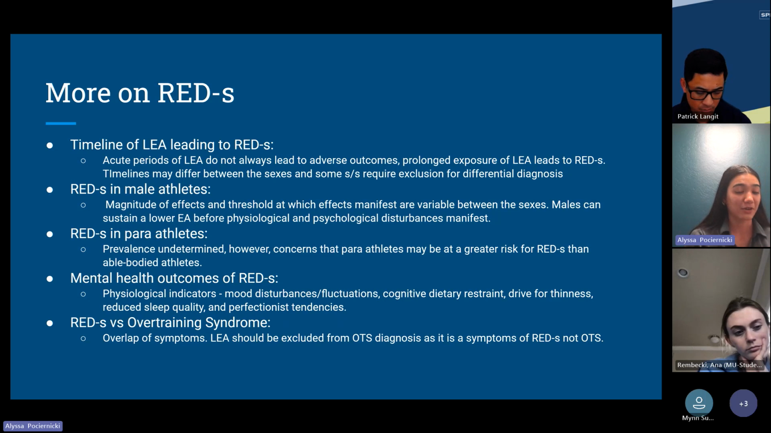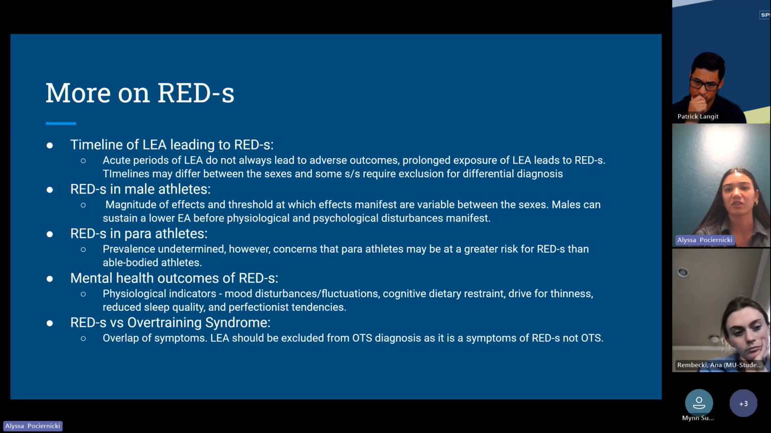I'm not saying that that's healthy to do, but it might be a little bit harder to really define it. And then energy deficiency in para-athletes. So the prevalence is undetermined. However, there are concerns that para-athletes may be at a greater risk for REDS than able-bodied athletes. This hasn't been studied too much.